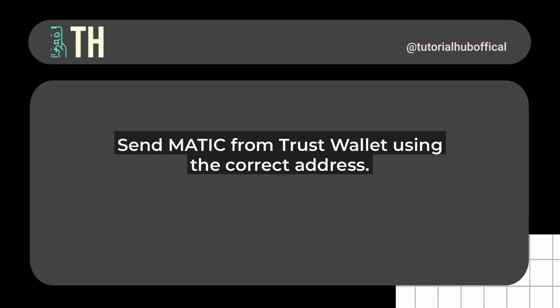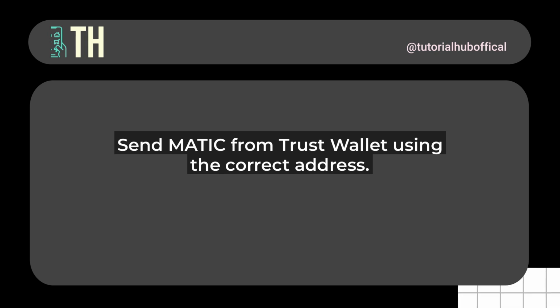Step 3. Review the transaction details, including fees, and confirm the send. You'll be prompted to approve it on your Trust Wallet. Once done, head back to your Ledger and confirm the transaction on the device itself for added security.